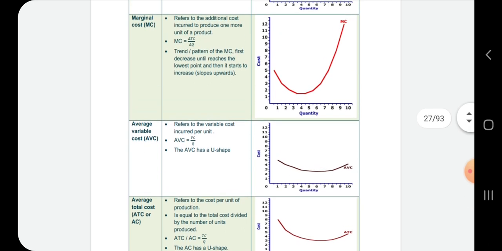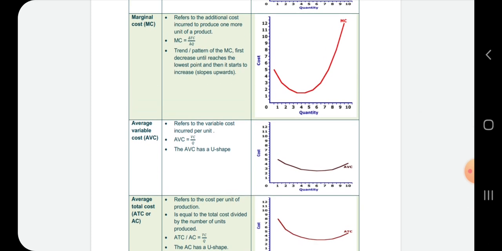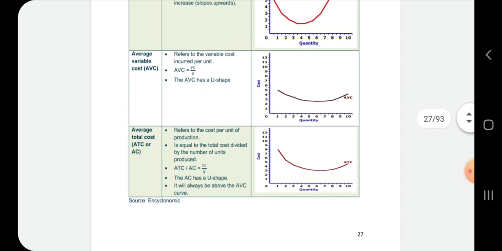With this one, marginal revenue and average revenue are the same, but marginal cost and average variable cost are not the same, right? So we calculate average variable cost by saying variable costs over quantity. So you see also it's high, the costs are high until it goes down a bit until a certain point, and it starts to go high again.